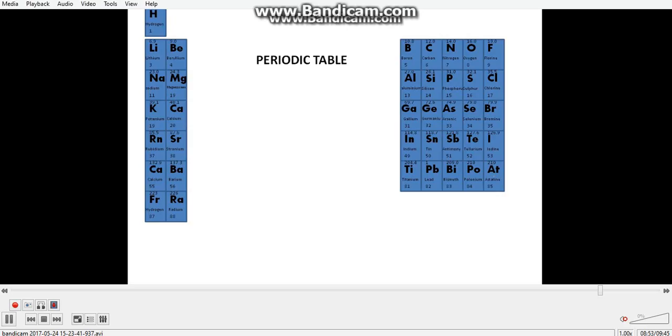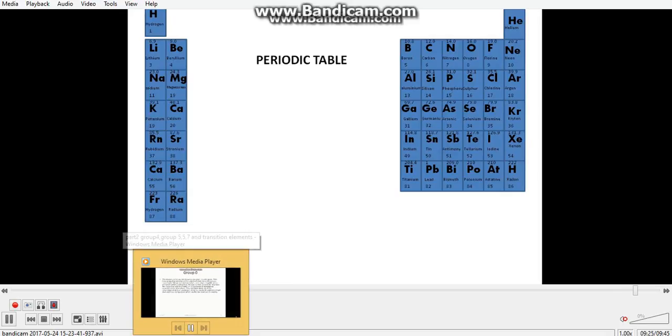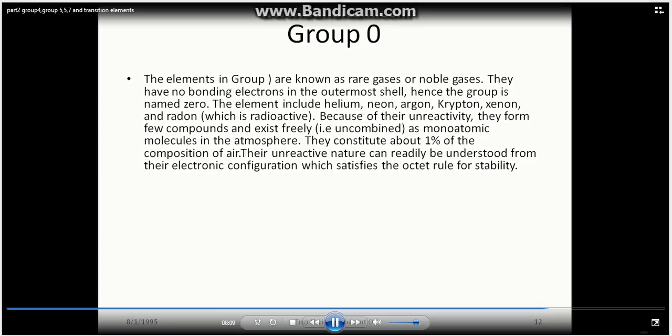Group 0. The elements in group 0 are known as rare gases or noble gases. They have no bonding electrons in their outer shell. Hence, the group is named 0. The elements include helium, neon, argon, krypton, xenon, and radon, which is radioactive. Because of their unreactivity, they form few compounds and exist freely, that is, uncombined as monoatomic molecules in the atmosphere.